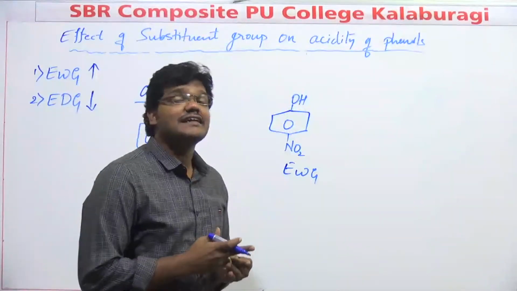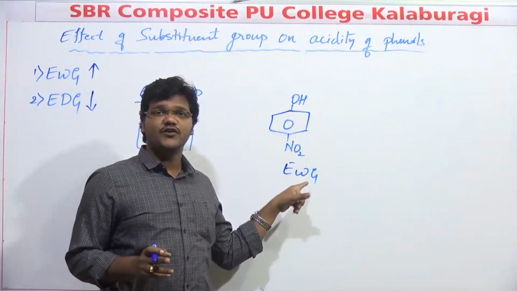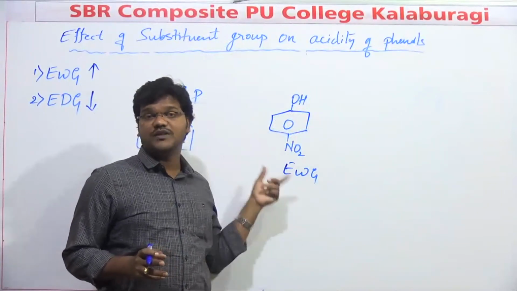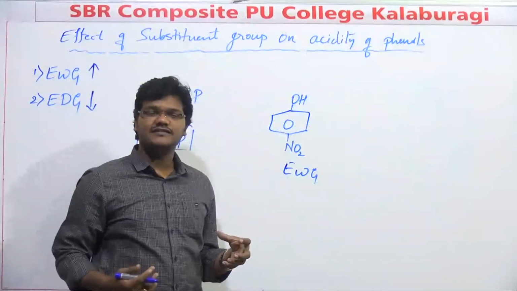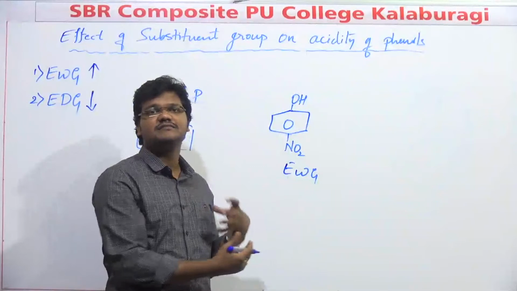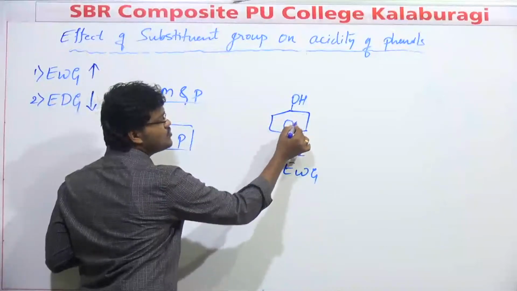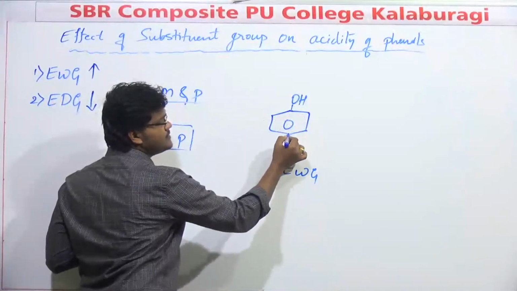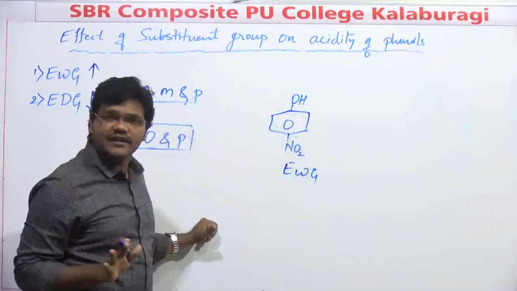See, because resonance occurs, this phenol shows resonance. This NO2 also shows what? Resonance plus inductive. So the resonance effect predominates. And I know the resonance effect operates at ortho and para. So meta will be unaffected by resonance.